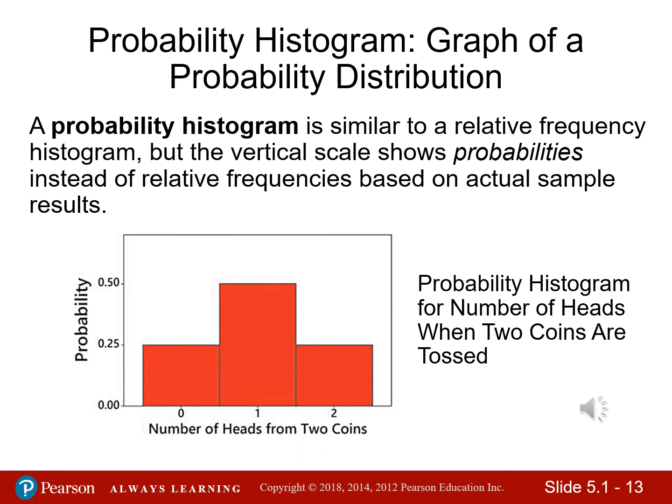A probability histogram is similar to a relative frequency histogram, but the vertical scale shows probabilities instead of a relative frequency based on the actual sample results. This histogram is the probability histogram for the number of heads when two coins are tossed. Notice that our y-axis, or vertical axis, displays numbers between 0 and 1, and the x-axis, or horizontal axis, displays the possible outcomes of our discrete random variable x.